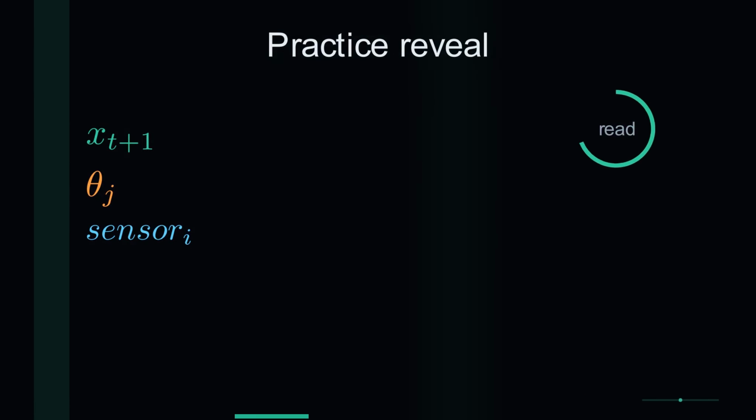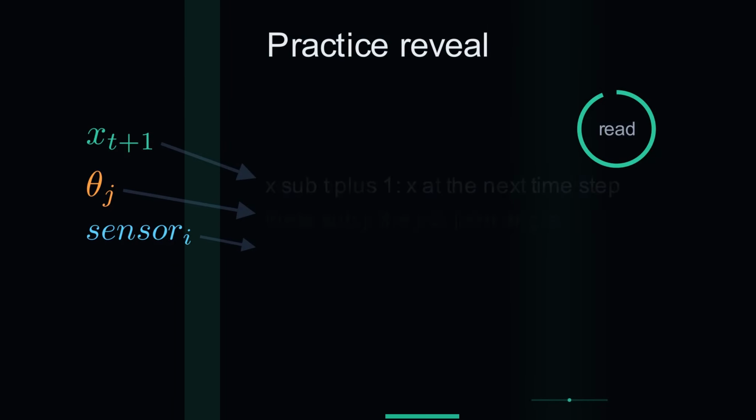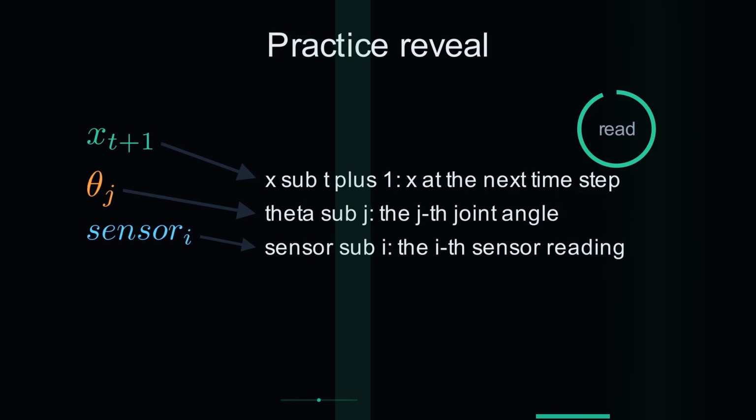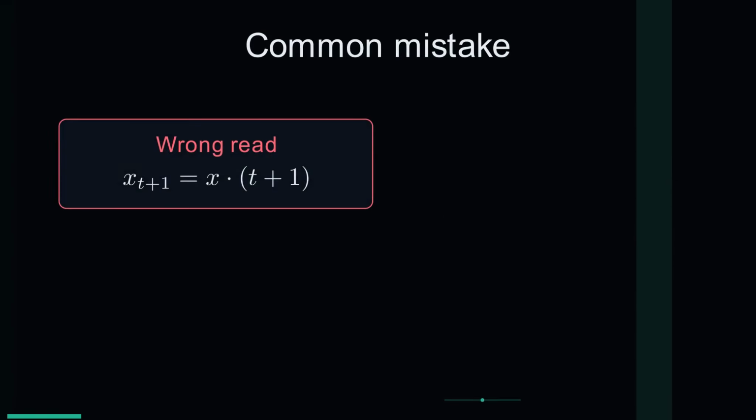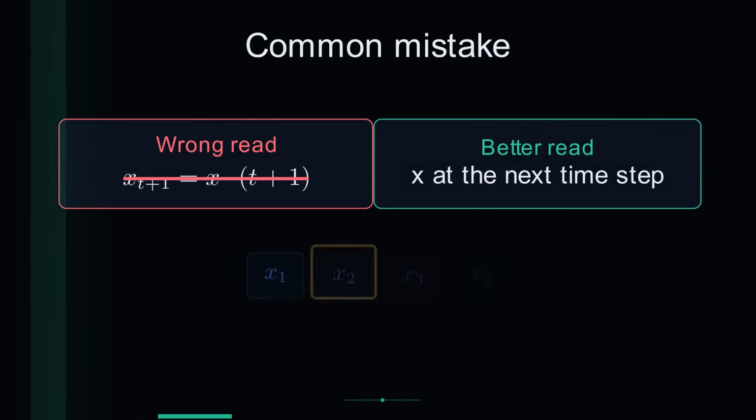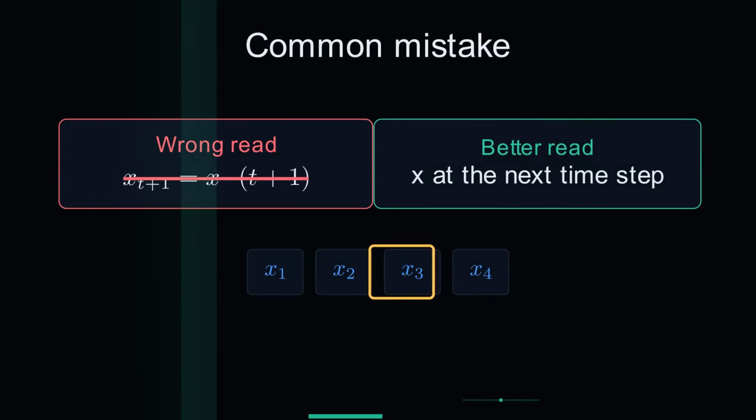Read x at time t plus 1, theta sub j, and sensor sub i aloud. They mean next state, j-th joint angle, and i-th sensor. Do not multiply. Read the next time step.